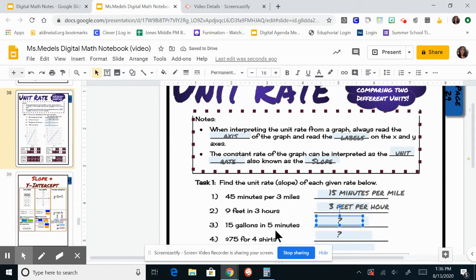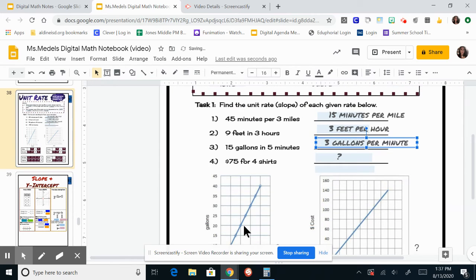And then 15 gallons in 5 minutes, I'm going to divide that. So 15 divided by 5 is 3. So that was 3 gallons per minute. Okay, 3 gallons per minute. I'm going to leave number 4 for you so that you can do that on your own.